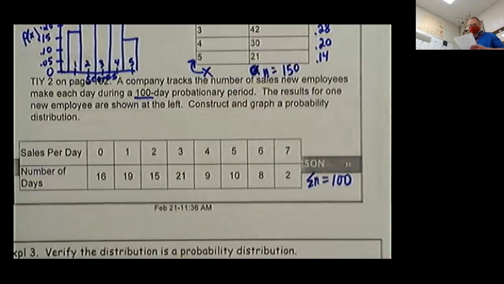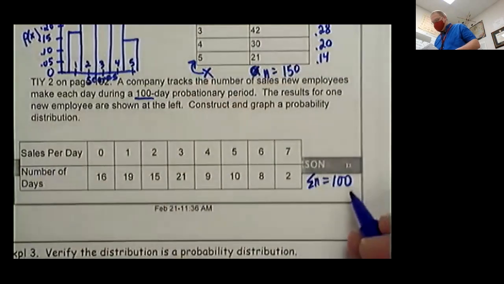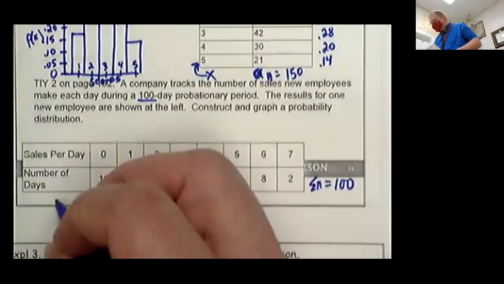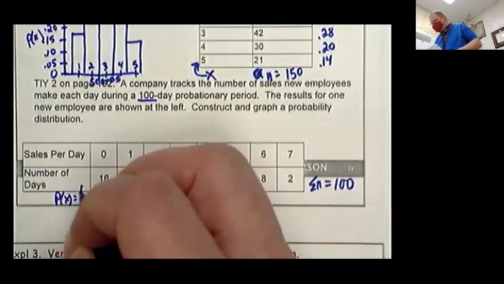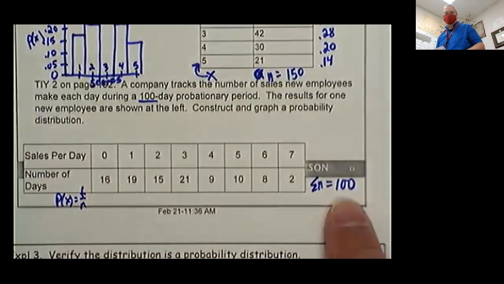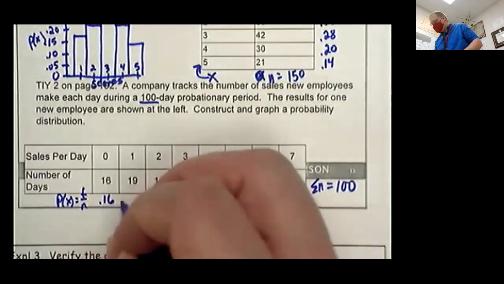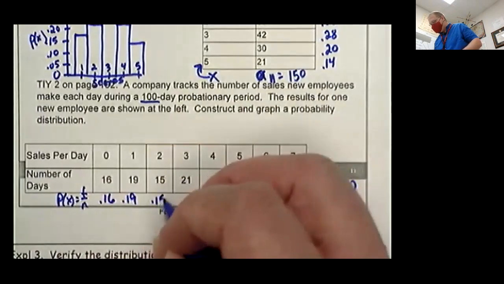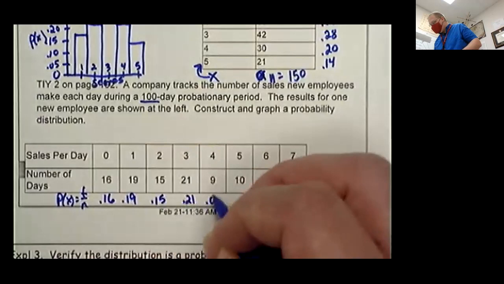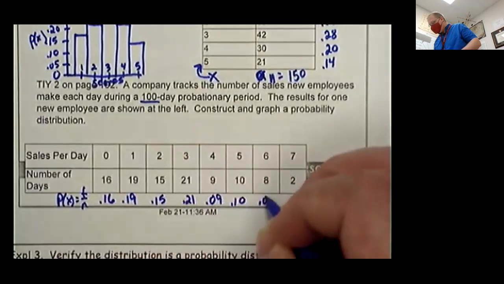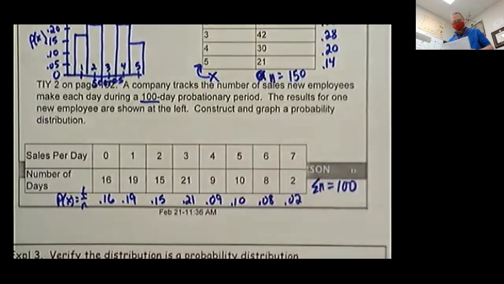And therefore, now we can find our percentages. So we're going to take all of our P of X, again, that's our frequency over N. Well, these are all just divided by hundreds, so we just moved the decimal point 2 places. That's 0.16, 0.19, 0.15, 0.21, 0.09, 0.10, 0.08, 0.02.